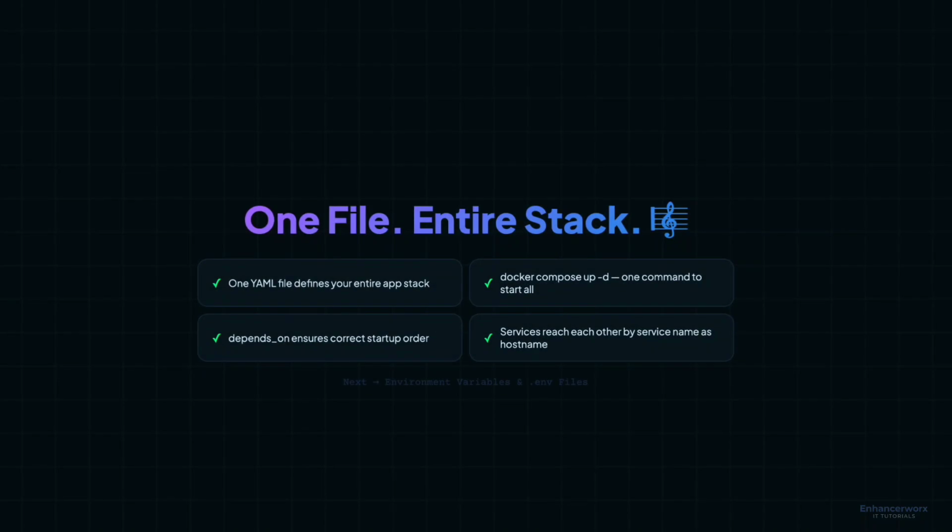Summary: Docker Compose transforms multi-container management from a headache into a single YAML file. You have one command to start, one to stop, and one to see logs.